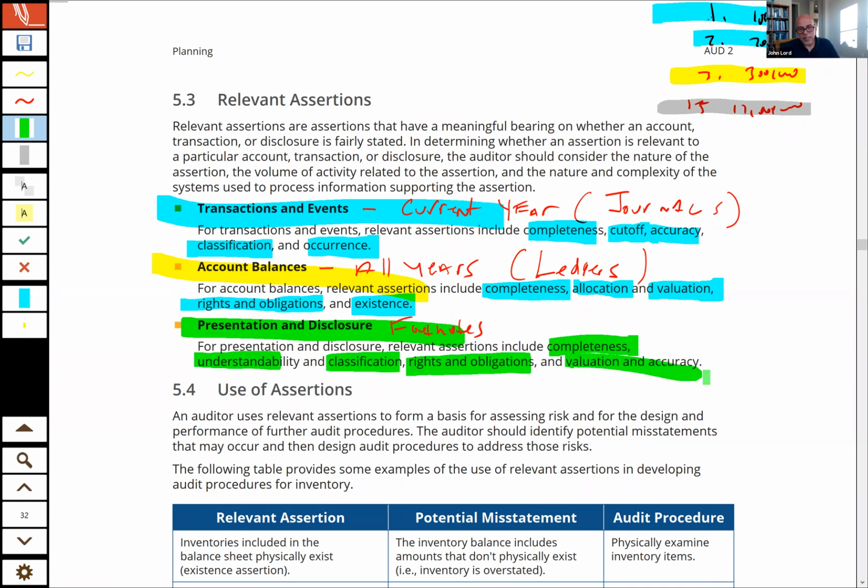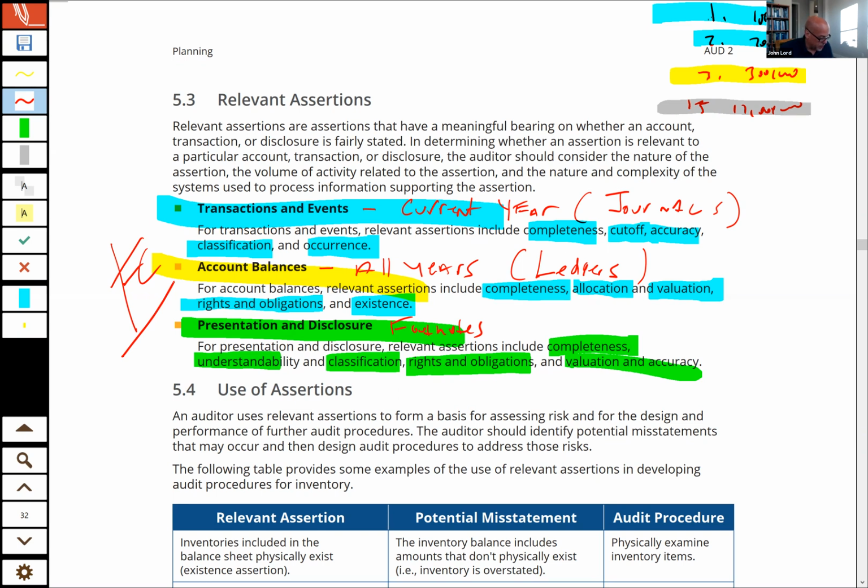Valuation and accuracy. Yeah, I'm telling you that my marketable securities were quoted at this price at year end, but here was the original cost or whatever. And you start to disclose different things about valuation accuracy. Okay. All right. Now, make sure you flashcard the assertions and make sure you flashcard what categories they fall into.